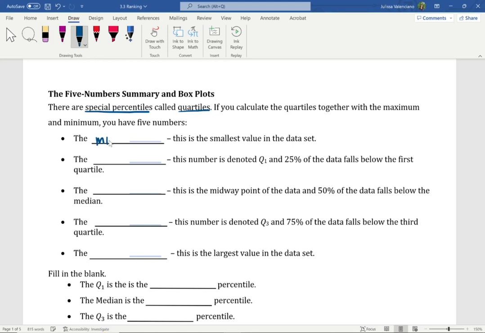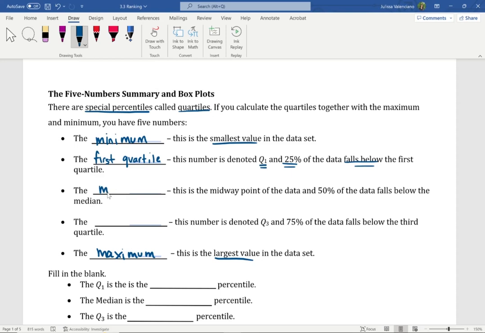Let's start with the minimum. The minimum is the smallest data value in the data set. The maximum is the largest data value in your data set. Now let's talk about the first quartile. The first quartile is denoted as Q1, and 25% of the data values fall below the first quartile. So for example, if I tell you that x equal to 5 represents the first quartile, then you know that 25% of the data values fall below x equal to 5.